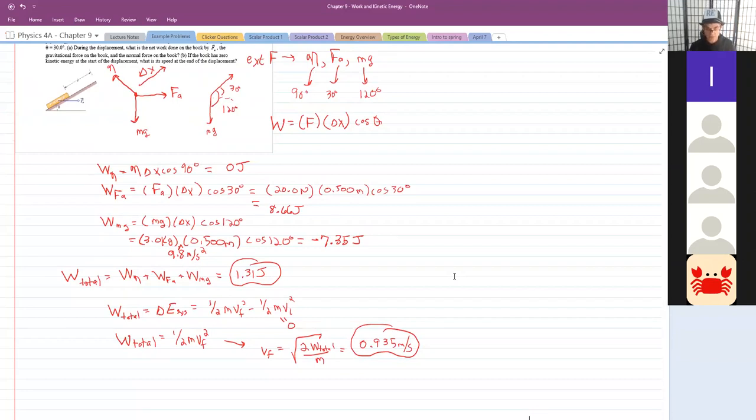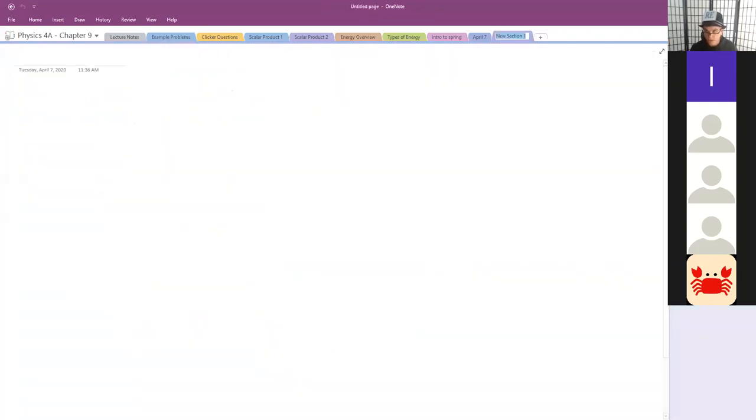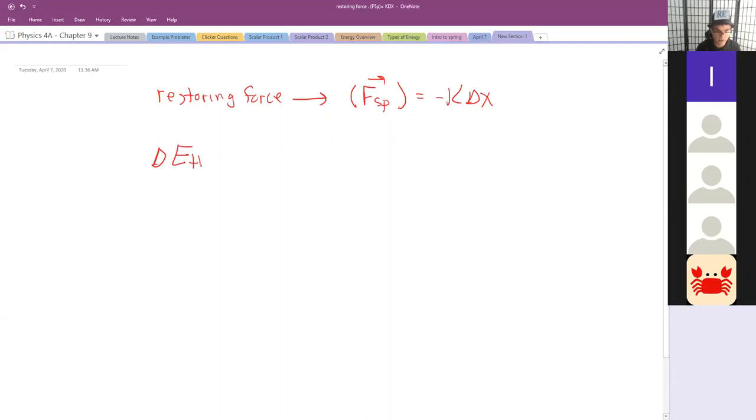Okay, so the last two things, just as a little preview of what we're covering. So last two parts of this chapter, we're going to start looking at restoring forces. So basically a spring, and what we're going to see is the force exerted by a spring is equal to negative k times delta x, where x is how much the spring is stretched or compressed. We're going to look at when there is friction, thermal energy is generated, and how much thermal energy increases is going to be given by the force of kinetic friction times displacement over which kinetic friction acts.